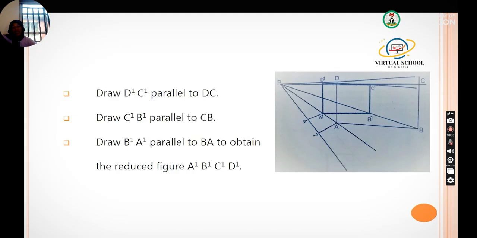A1, parallel to BA. So you have to make sure that all your new lines are parallel to the original line from where they are coming from. So B1 to B, A1 to A. So you draw A1, B1 parallel to BA to obtain the reduced figure A1, B1, C1, and what? D1. So with this, we have been able to reduce this image.